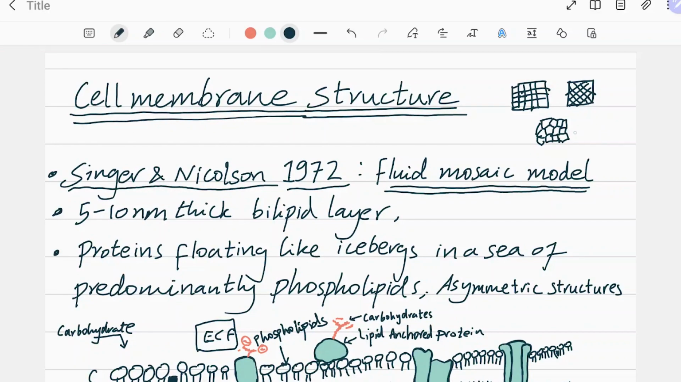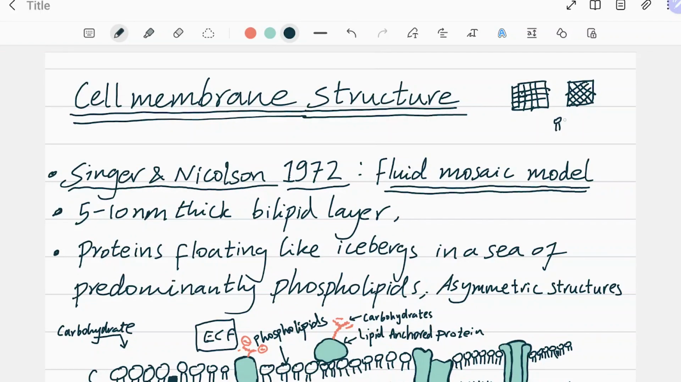Now, fluid meaning that it is able to move. Imagine you take a drone camera and you go above an area like a market or a big bazaar where a lot of people are just walking around minding their business in different directions. So that's what the different components of the cell membrane are doing.